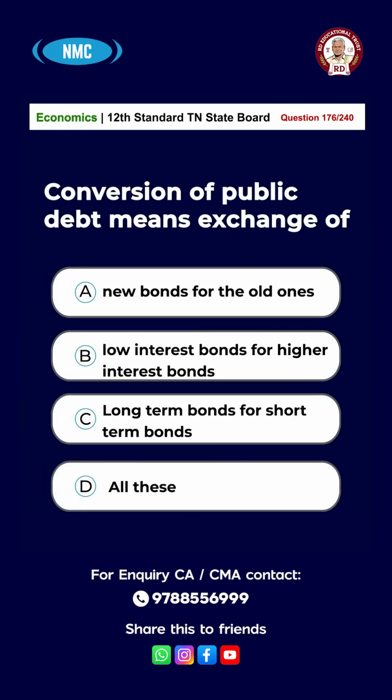Question number 176. Conversion of public debt means exchange of A. New bonds for old ones, B. Low interest bonds for higher interest bonds, C. Long-term bonds for short-term bonds, D. All of these. And the answer is option B. Low interest bonds for higher interest bonds.